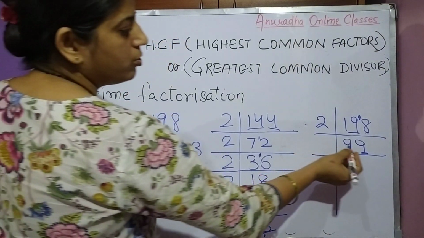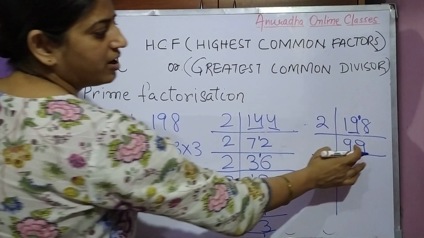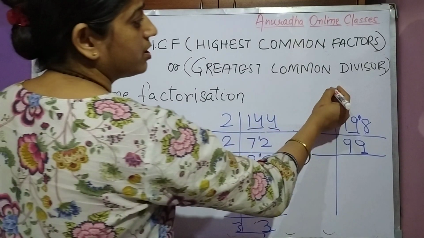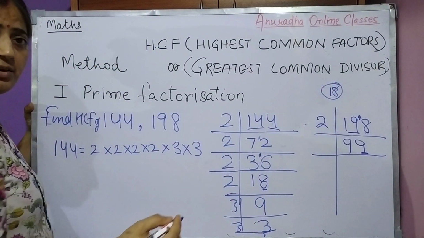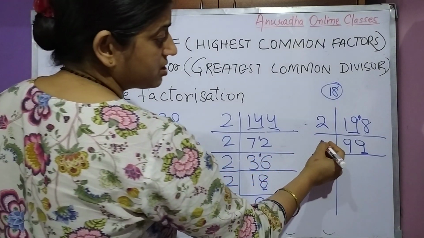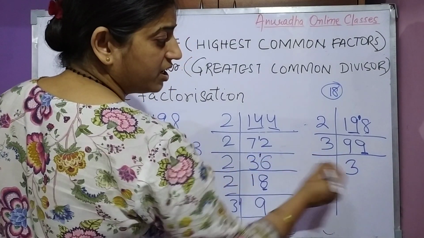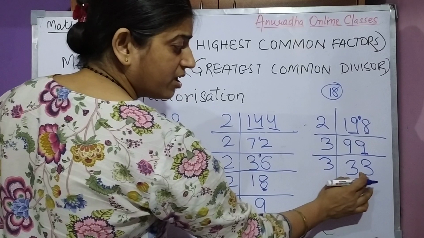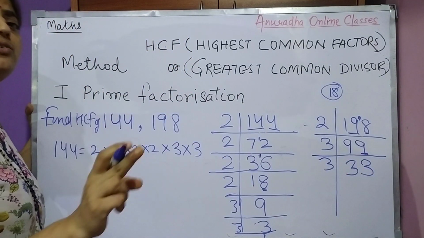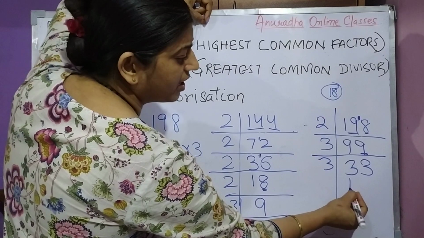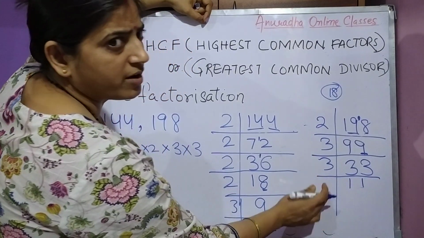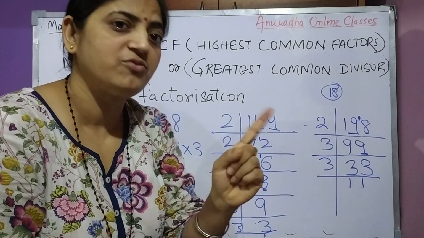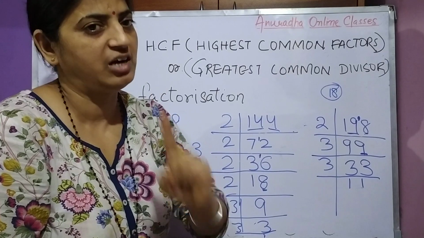Why? Because the unit place is an odd number. So let us see 3 से जाएगा कि नहीं. 9 plus 9 is 18. So this is 3. 3 3s are 9 and 3 3s are 9. Clear? Now 3 again. 3 plus 3 is 6. That will go with 3. So 3 1s are 3 and 3 1s are 3. Now children, 11. 11 is a prime number. You have read about prime numbers and composite numbers. A prime number will not go with any other number.